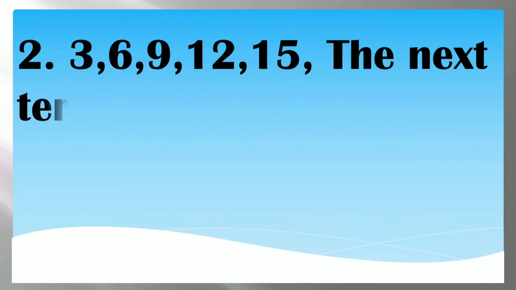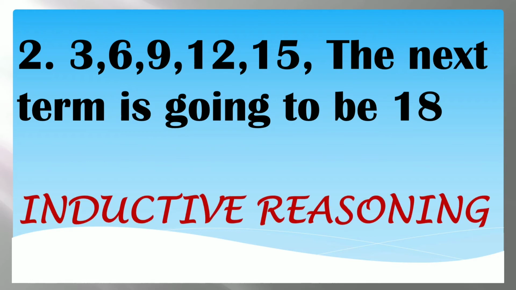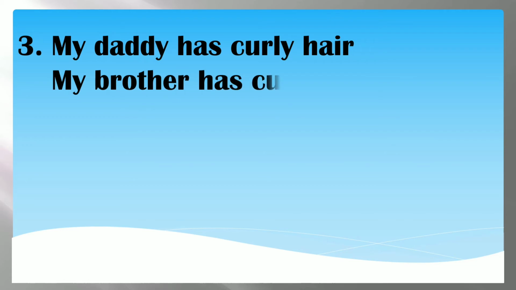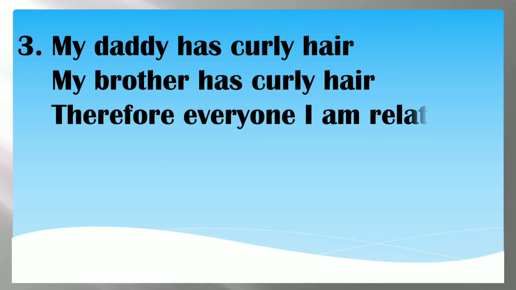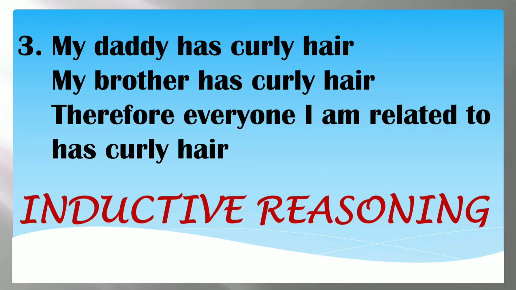Let's have number 2. 3, 6, 9, 12, 15. The next term is going to be 18. So, kung napapansin nyo, meron tayong pattern. So, pagka ganyan ang case, so specific to general, our answer is inductive reasoning. Number 3. My daddy has curly hair. My brother has curly hair. Therefore, everyone I am related to has curly hair. So, meron tayong pattern again. So, specific to general. So, probably our answer is inductive reasoning.